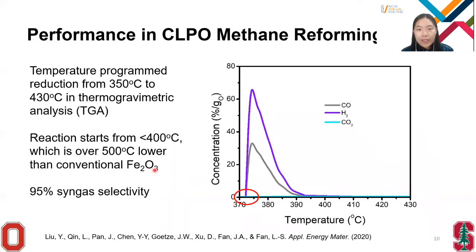The selectivity of this sample is tested in the TGA with temperature programmed reduction from 350 degrees C to 1,030 degrees C. We can see that the sample shows a very low reaction starting temperature of lower than 400 degrees C. This temperature is more than 500 degrees C lower than the conventional Fe2O3 sample. The syngas selectivity is about 95%.